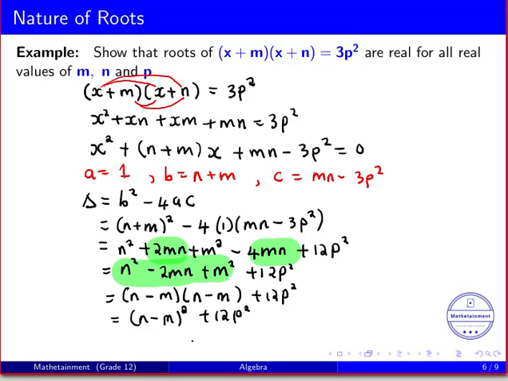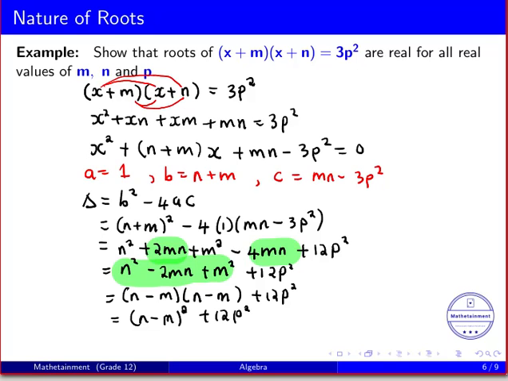Now, you're going to need a bit of reasoning here. We are told that m, n, and p are real numbers. And the property of real numbers is that the sum or the difference of real numbers is a real number. Another special property is that the square of any real number is non-negative.